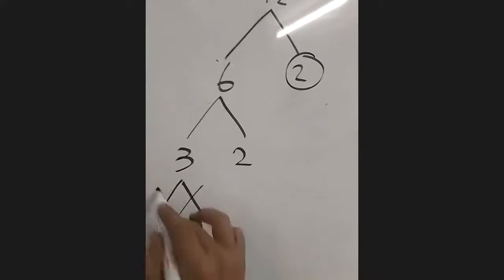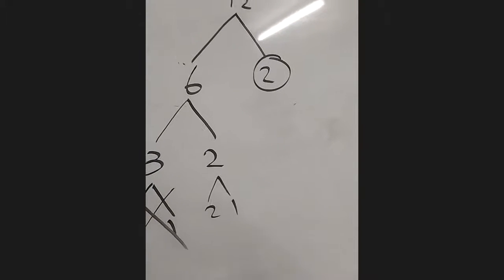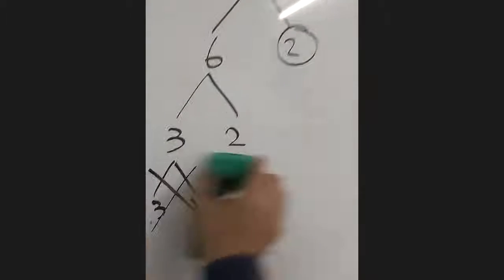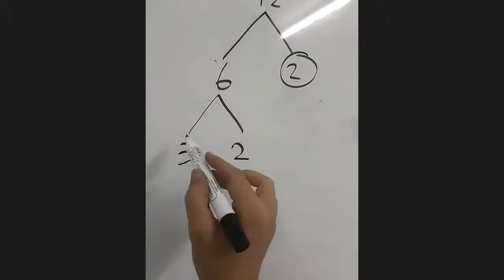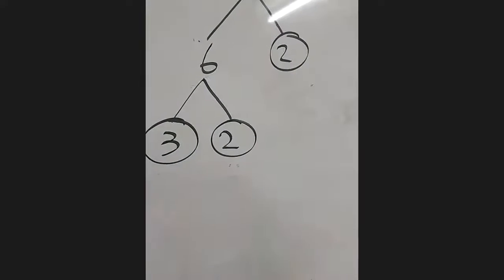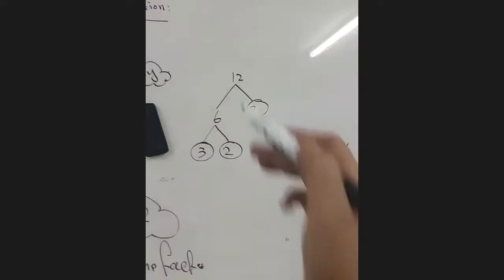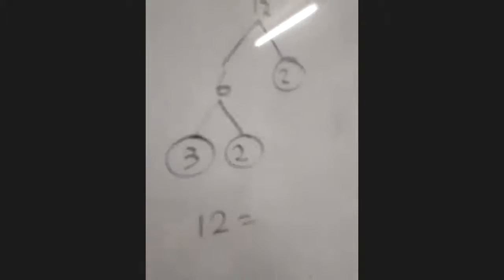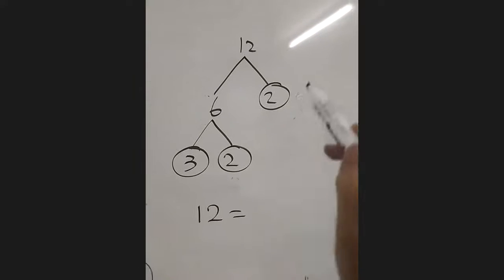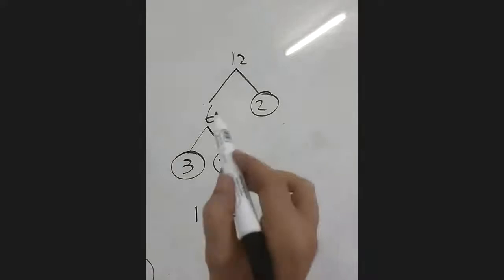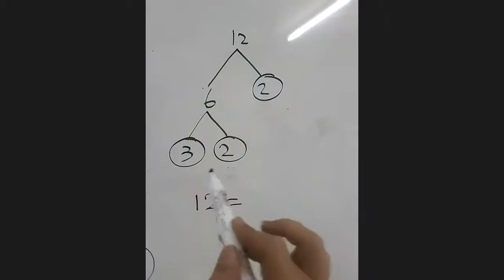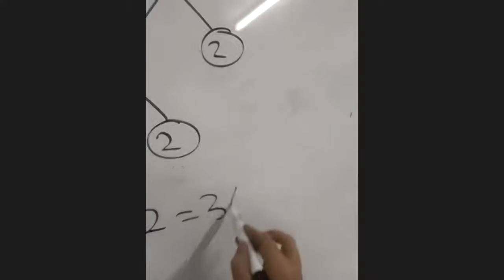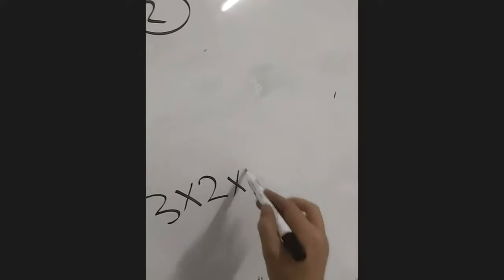And we don't want 1. The 2, we only have 2 and 1. I don't want 1, so here I cannot do more. What do I need to put around them? Circles. Now look at the 12, how we make the prime factorization. 12 equals the numbers which are inside the circles, not the 6, okay? Only 3 multiply 2 multiply 2.